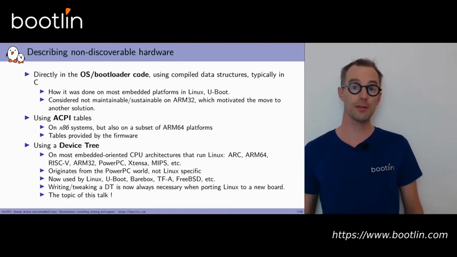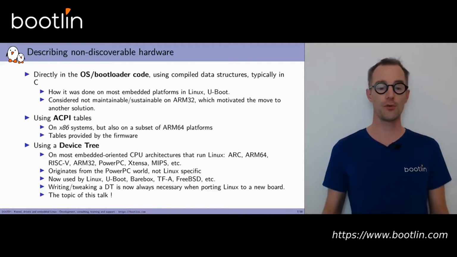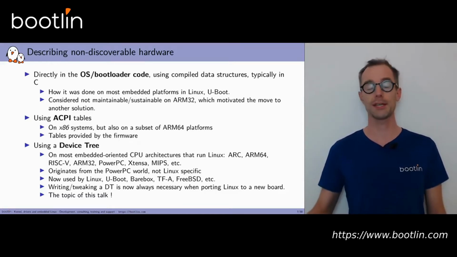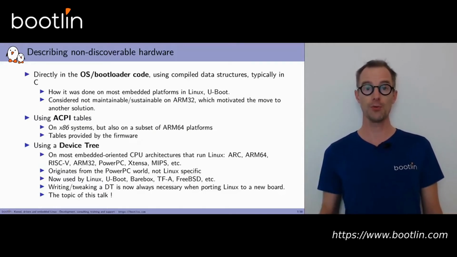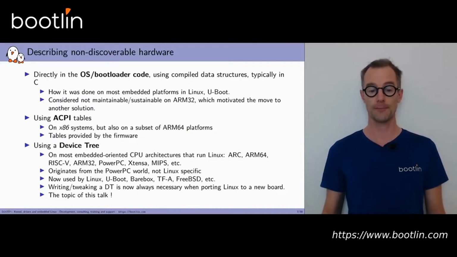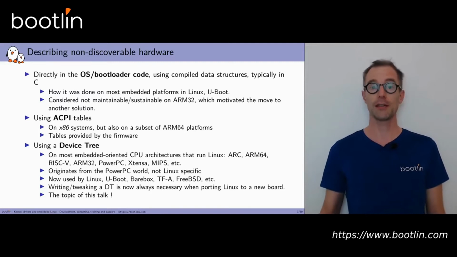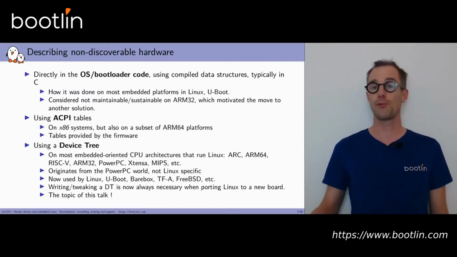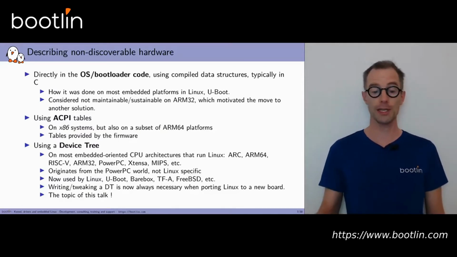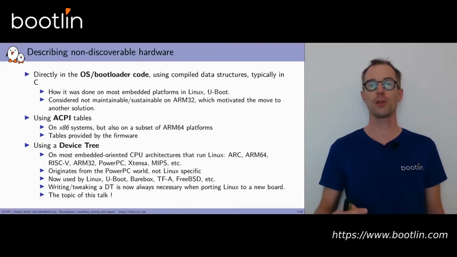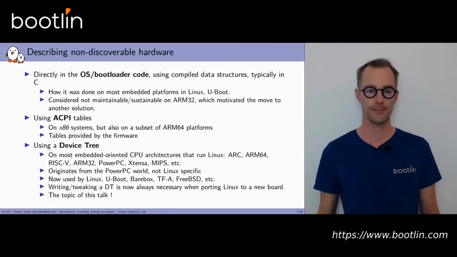It is used on most embedded CPU architectures that run Linux, for example ARC, ARM64, RISC-V, ARM32, PowerPC, Xtensa, MIPS, and a bunch of others. It originates from the PowerPC world and is not a Linux-specific solution, but it is now used in Linux, in U-Boot, in Barebox, in the ARM Trusted Firmware or TF-A, in FreeBSD, and perhaps in other projects as well. Writing and/or tweaking a device tree is not always necessary when you want to port Linux to a new board or support new hardware on one of those CPU architectures.